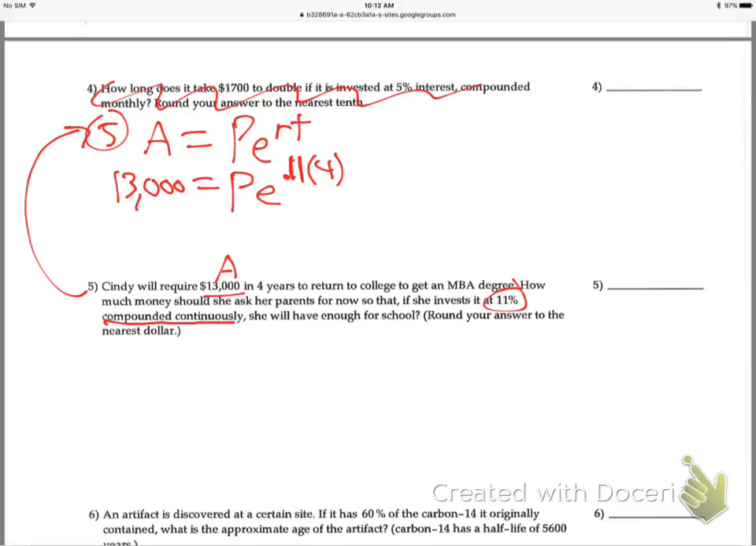Now what's natural log for? It's for bringing letters down from the power zone. We don't have any letter in the power zone, we just have numbers. So just divide, right? This is just a simple divide. Just divide both sides by e to the 0.11 times 4. Get your solution for P.